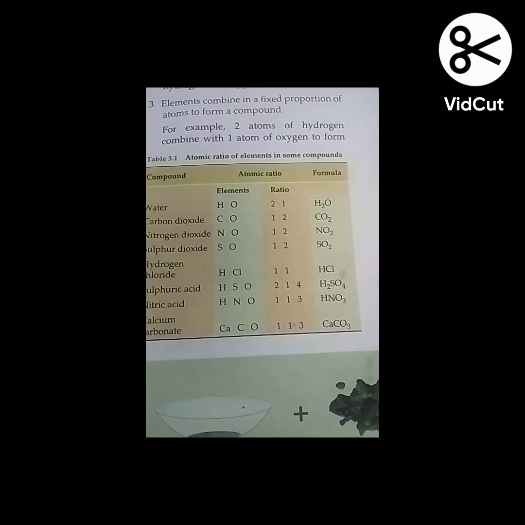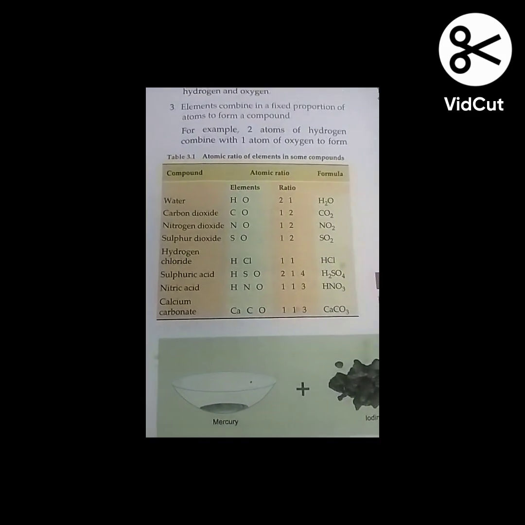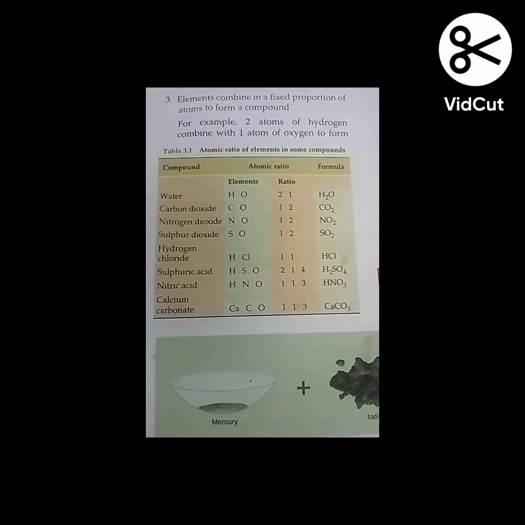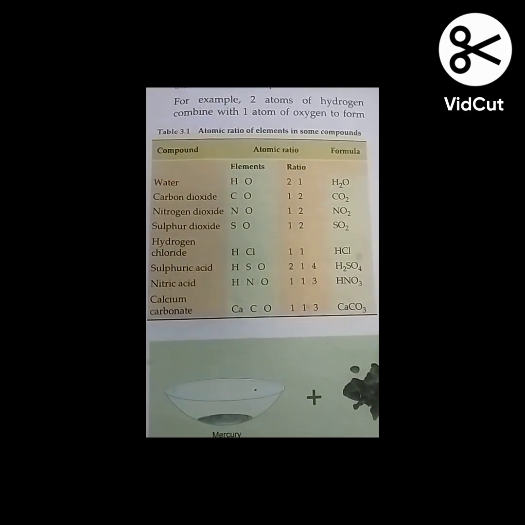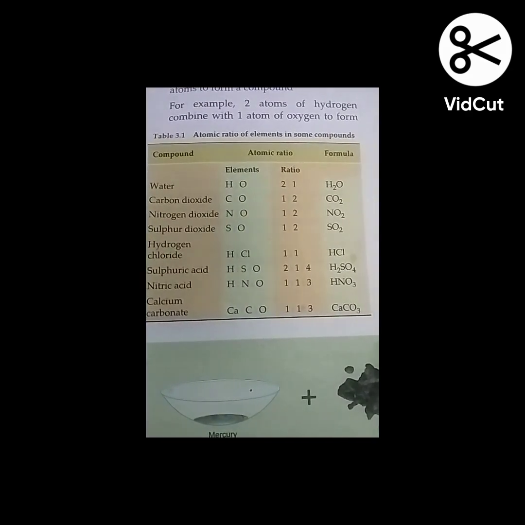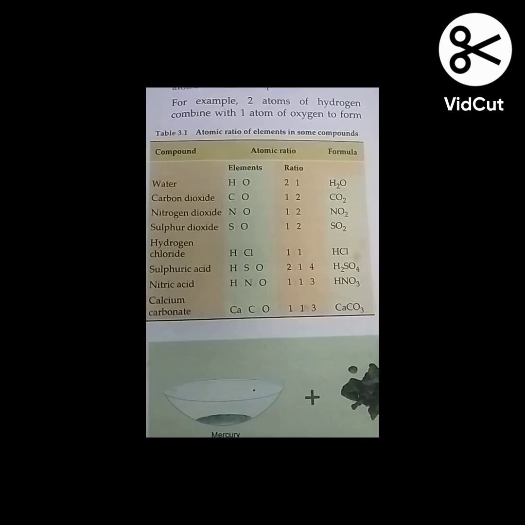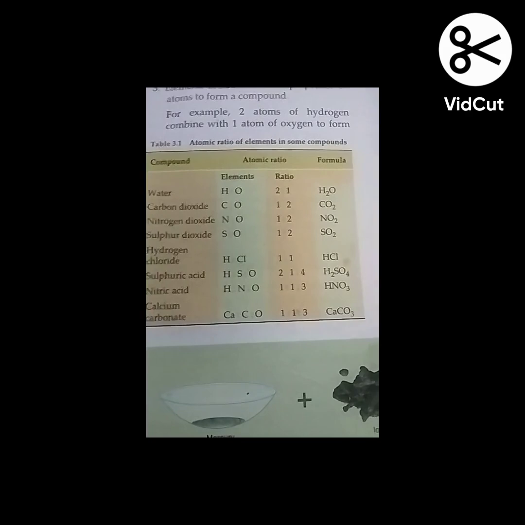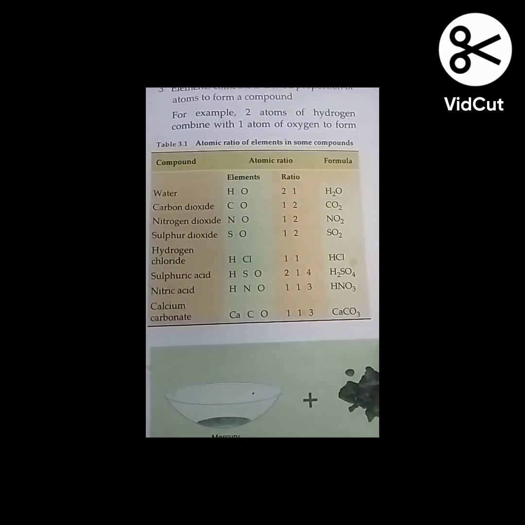The atomic ratios of elements in some compounds are given in Table 3.1, from which we can easily guess the formulae of compounds. Here it is given carbon dioxide 1:2, and the formula of carbon dioxide is CO2. Likewise, the formulas, ratios, element names and compounds are all given.